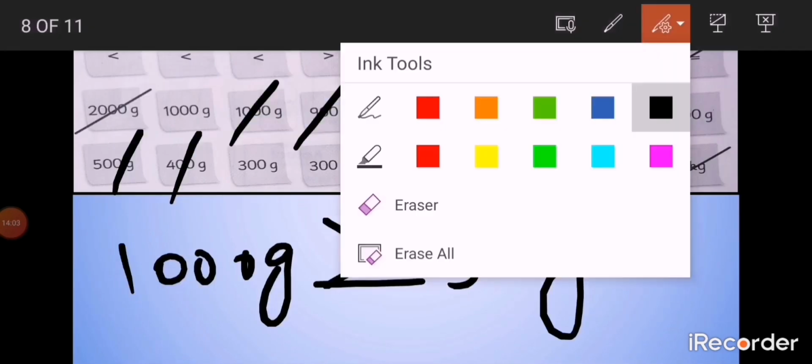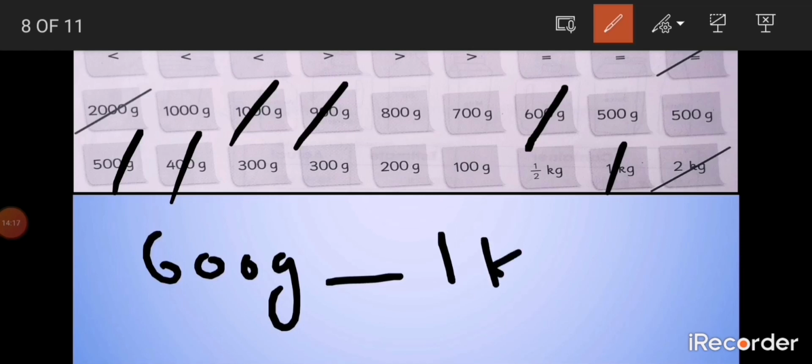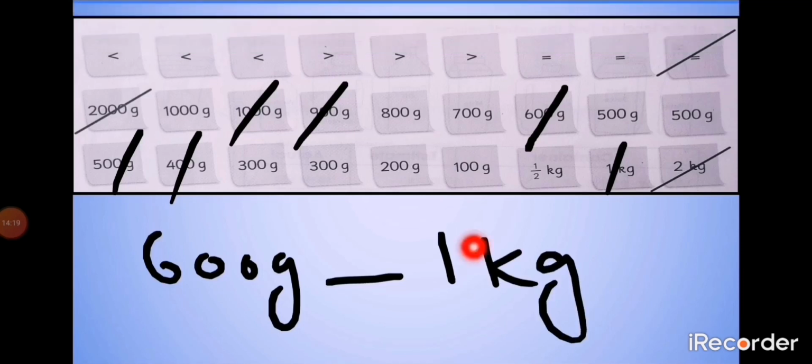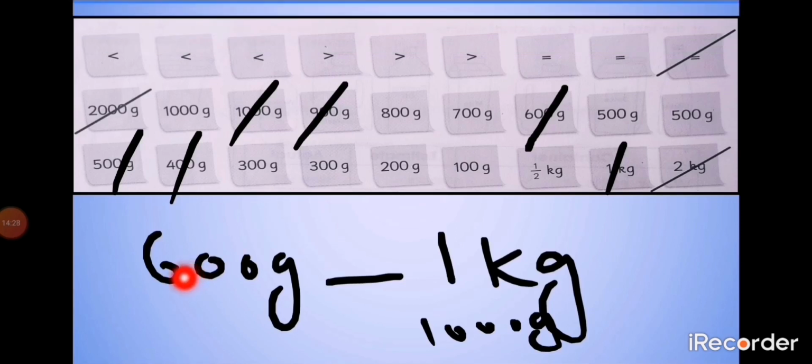Now I'm again choosing one more. Suppose I'm choosing here 600 gram, and I'm choosing also 1 kg. So 600 gram dash 1 kg. Now, how many grams in 1 kg? Yes, in 1 kg there are 1000 grams. So now compare them. Is 600 less than 1 kg, or is 600 more than 1 kg, or is 600 gram equal to 1 kg?